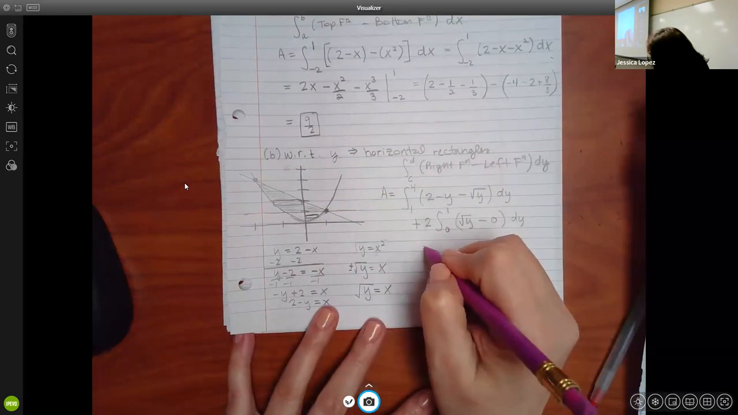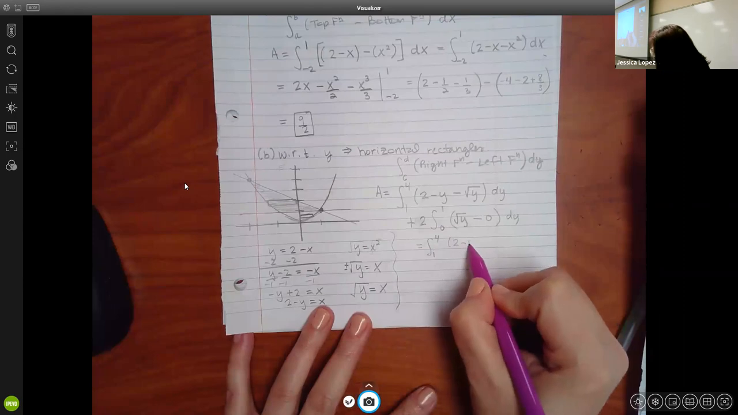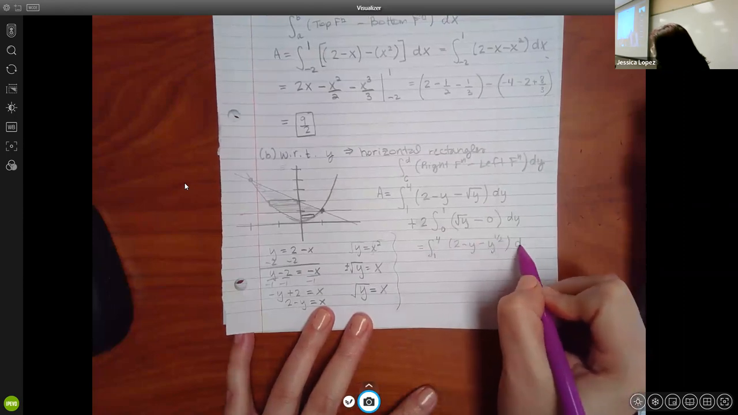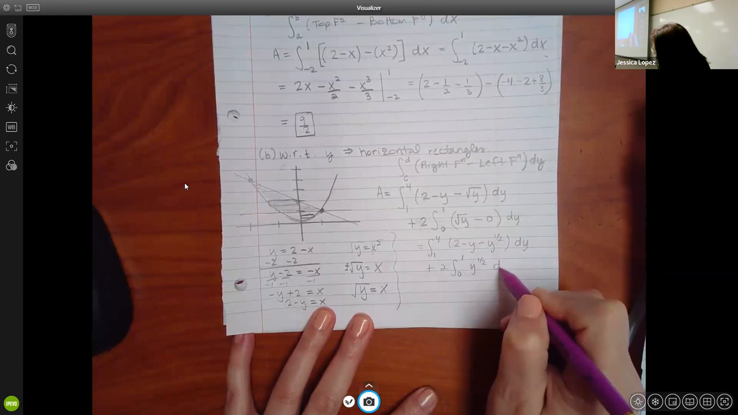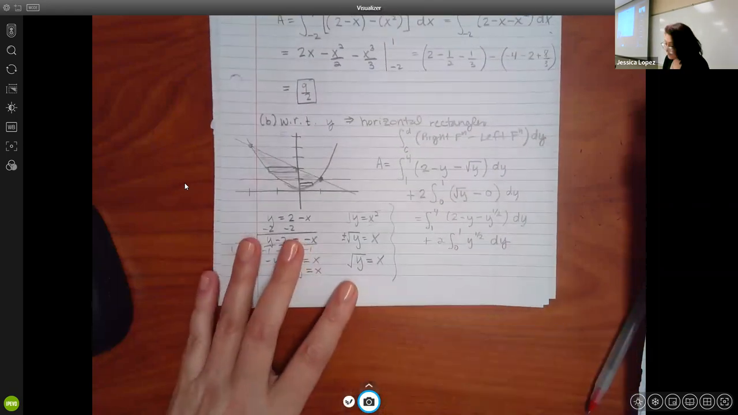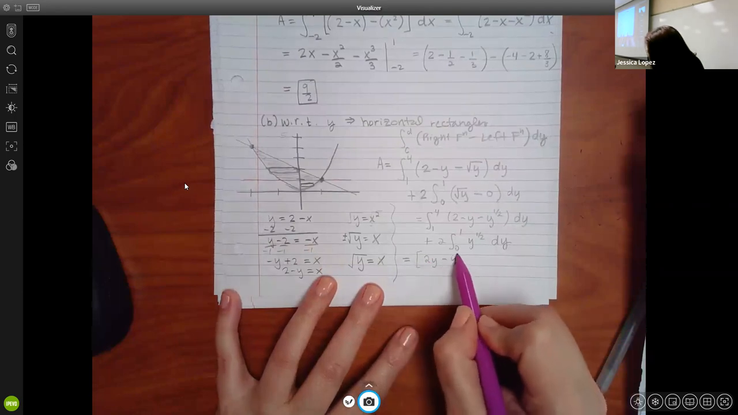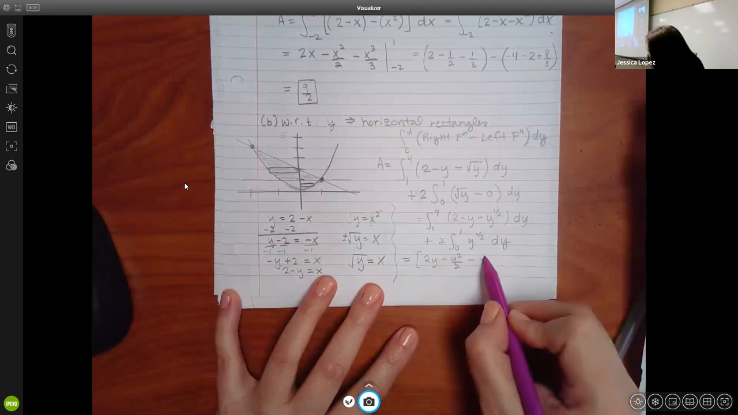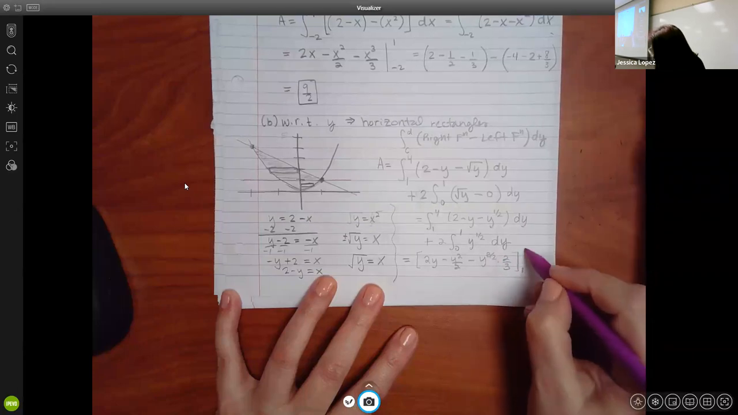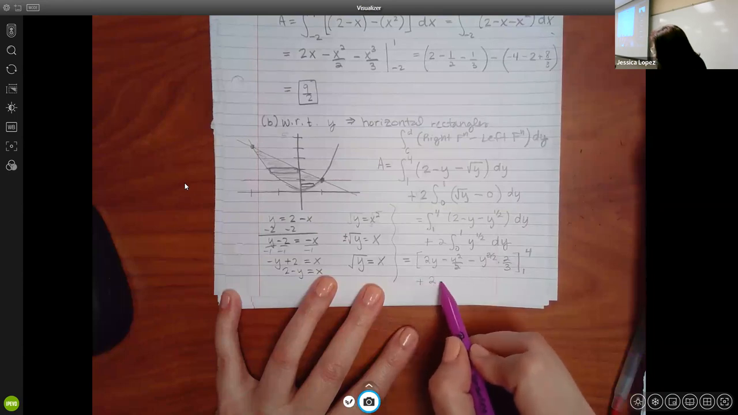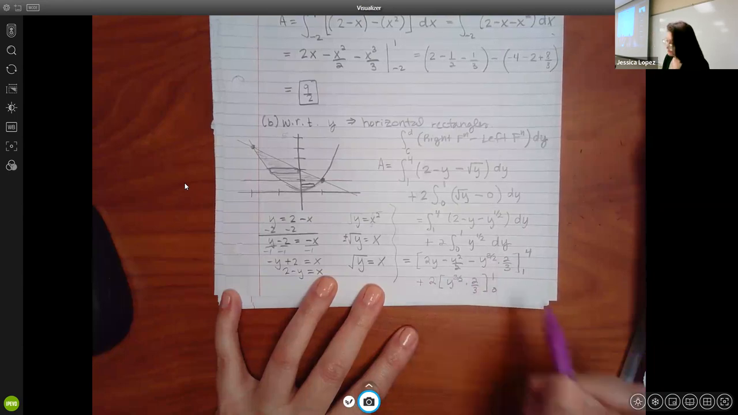So let's see what we end up with. We're going to do the algebra. So the integral from 1 to 4 of 2 minus y to the 1 half, plus 2 times the integral from 0 to 1 of y to the 1 half. And then we'll do our power rule. So we get 2y minus y squared over 2 minus y to the 3 halves times 2 thirds, evaluated from 1 to 4, plus 2 times y to the 3 halves times 2 thirds, from 0 to 1.